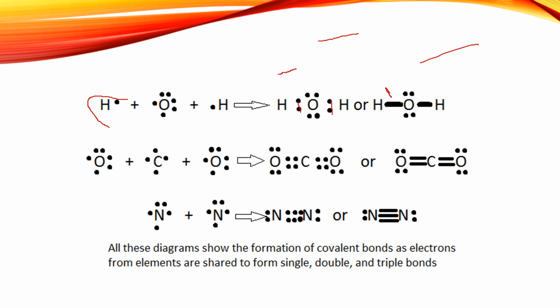અહીંયા CO2 નું એક્ઝામ્પલ આપેલું છે. પોતાનો એક એક ઇલેક્ટ્રોન કમ્બાઇન થઈ અને બોન્ડ બનાવશે ડબલ બોન્ડ, બરાબર સર, ડબલ બોન્ડ. And here N2, તો કયો બોન્ડ બનશે? ટ્રિપલ બોન્ડ. So all these diagrams show the formation of covalent bonds as the electron from elements are said to form single, double and triple bonds. So this is called covalent bond.